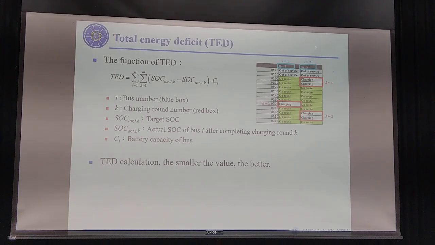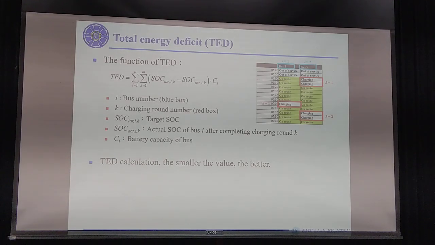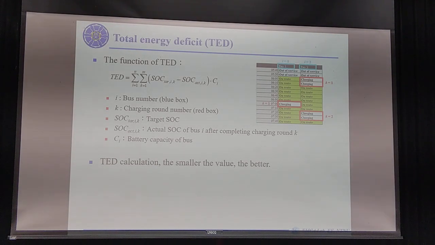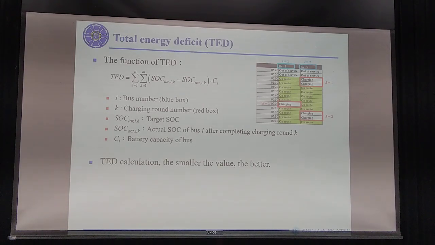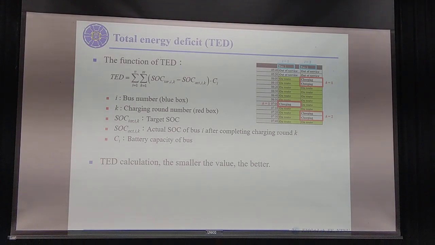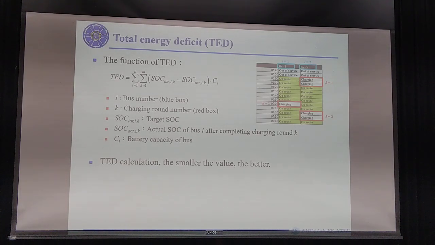To evaluate the system's performance, we define a metric. The cumulative TED calculates the total SOC shortfall. This is the sum of the difference between the target SOC and the actual SOC, accumulated for every bus after completing every charging round trip. The smaller the TED, the better.